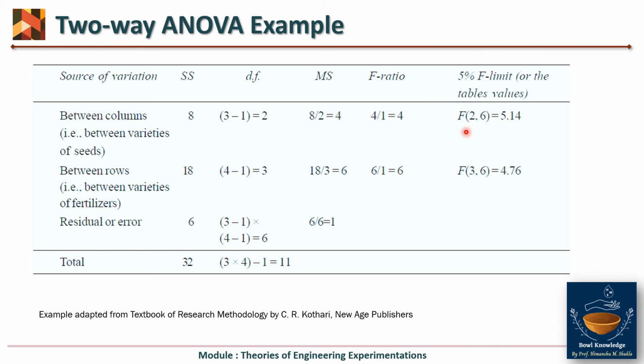अब यहाँ पे degree of freedom भी change होगा. Why 2,6? Because here we will take the degree of freedom of columns, which will be 2. And here you will take the degree of freedom of rows. 6 is your total residual degree of freedom. So here it will be 2,6.